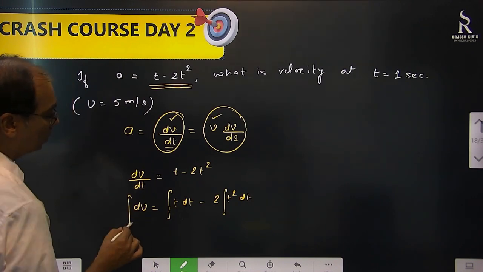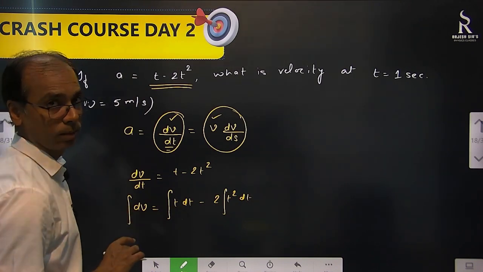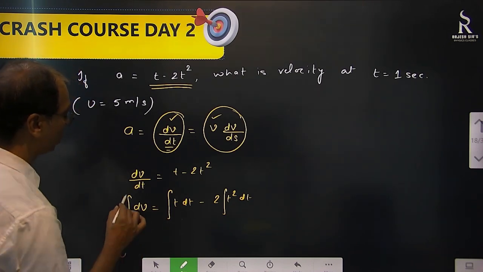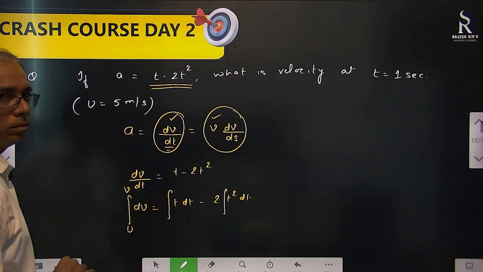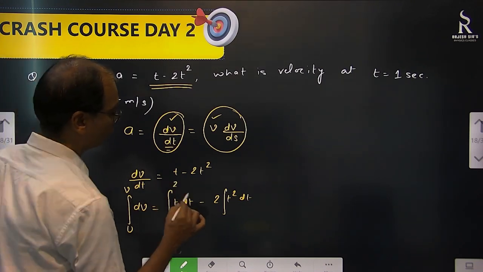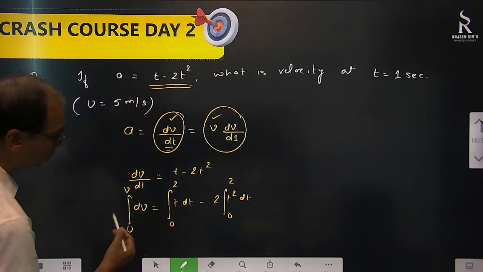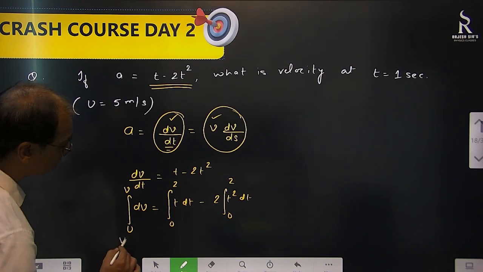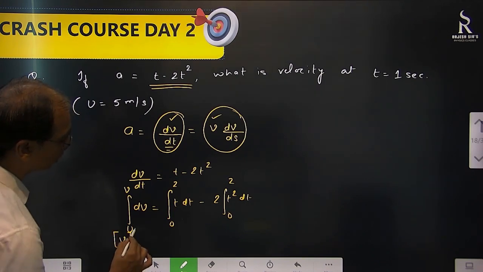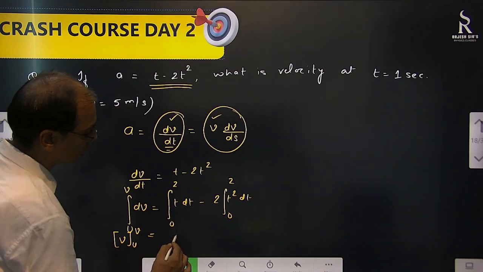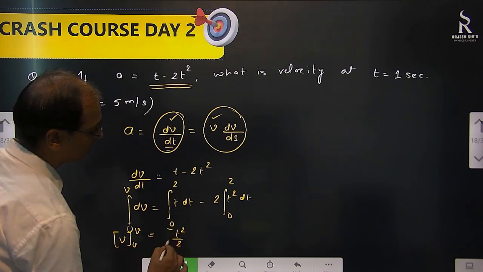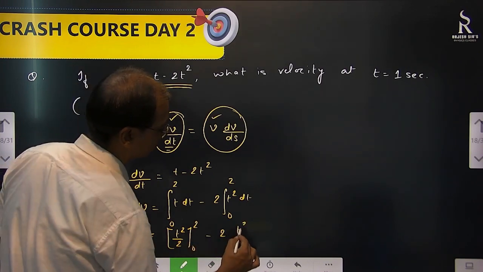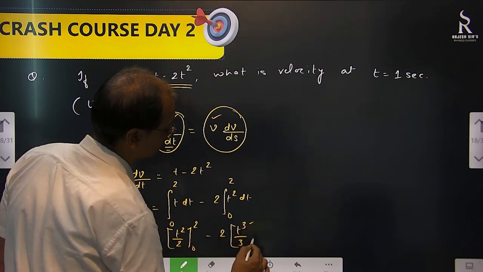Now here this is dv. What will it give us? Change in velocity. So that means initial velocity u, final velocity v, and time 0 to 2. So on the left hand side, what is going to come? It's also integration only. So its integration will be v and limits are u and v. Here the integration is t square by 2, limits are 0 and 2. Here t cube by 3, 0 and 2.